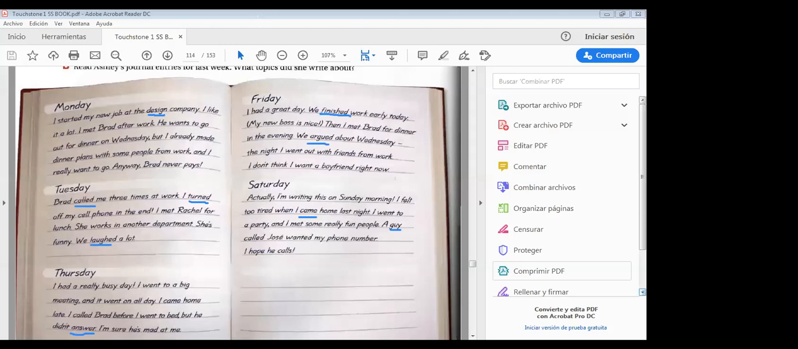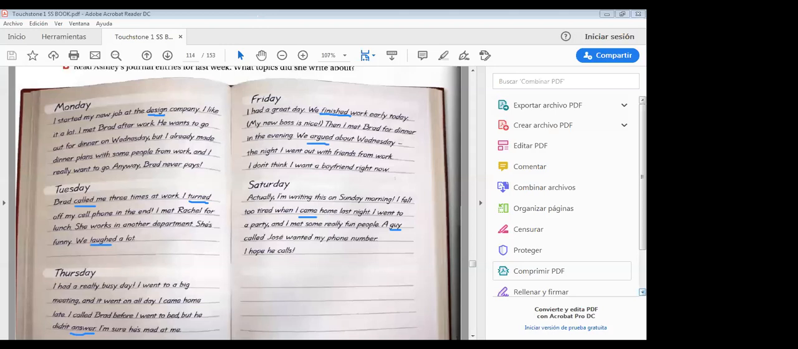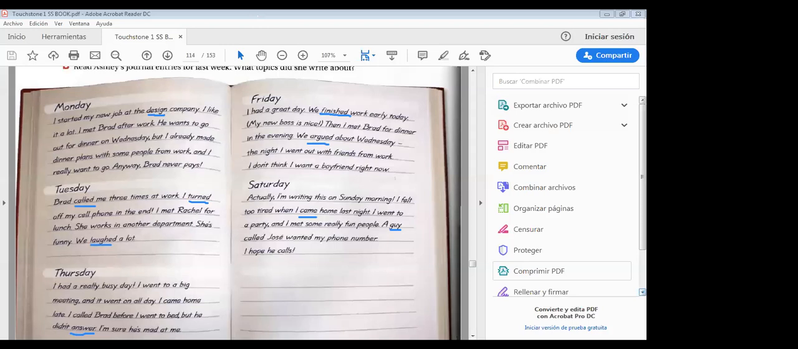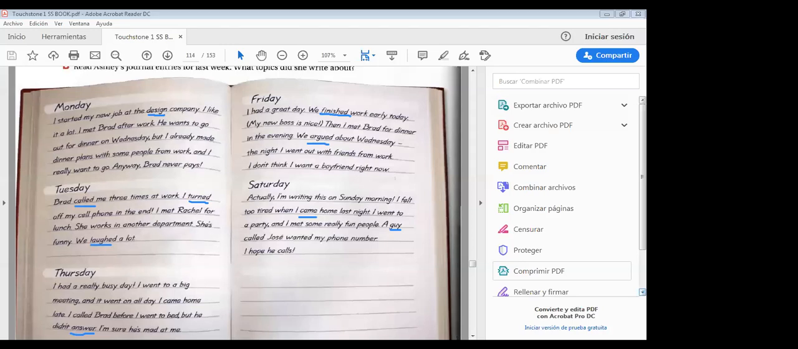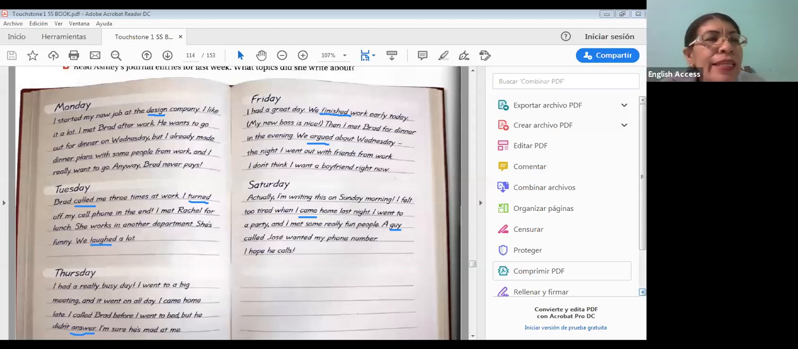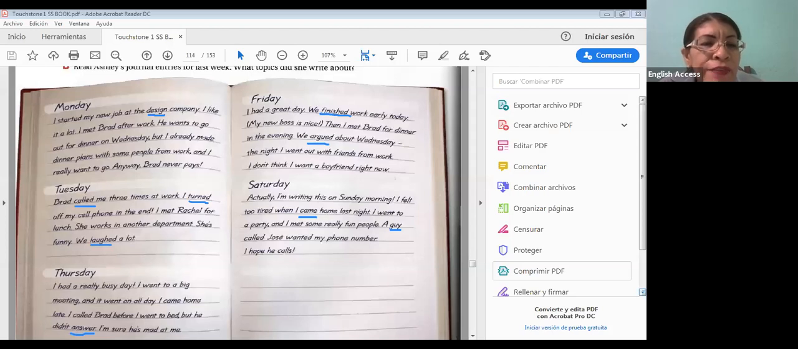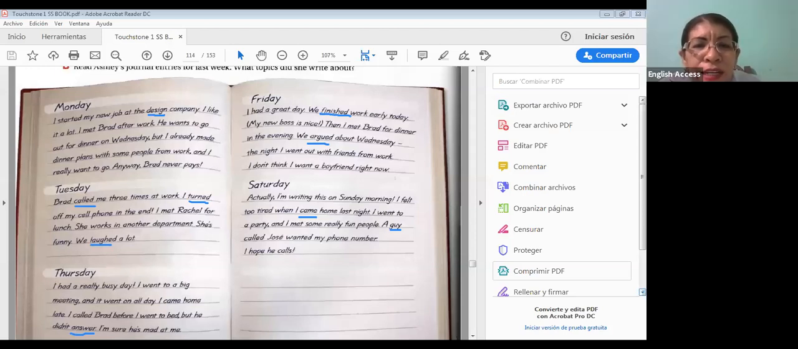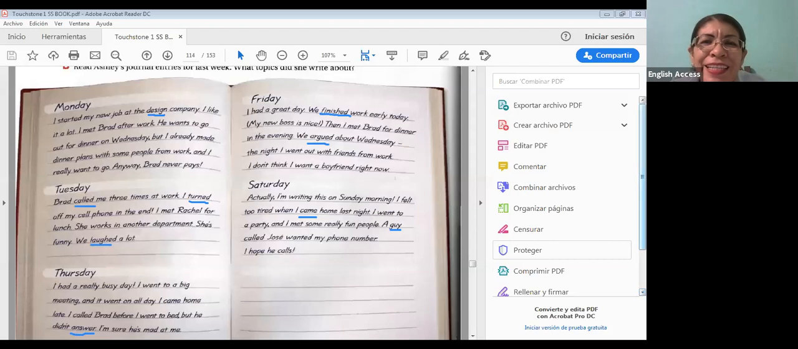Okay. So let's start. Design. Called. Turned. Left. Answer. Finished. Argued. Came. Guy. Let's do it one more time, okay? Design. Called. Turned. Left. Answer. Finished. Argued. Came. Guy. Excellent, Luis.